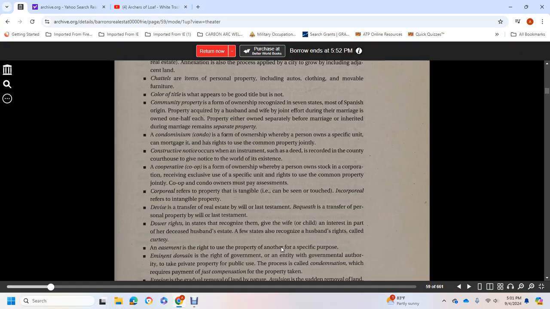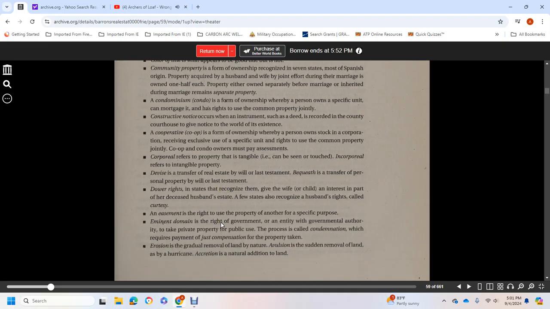Dower rights is a statement that some states recognize that gives a wife or a child an interest in part of the deceased husband's estate. Few states recognize husband's rights. It's called courtesy. An easement. Easement is a right to use the property of another for a specific purpose.